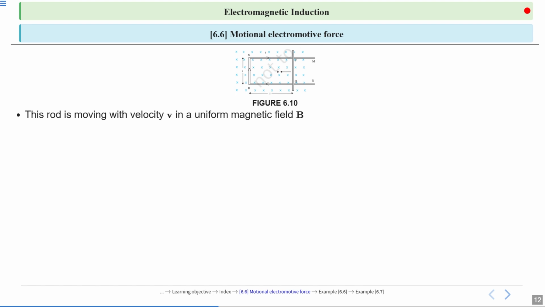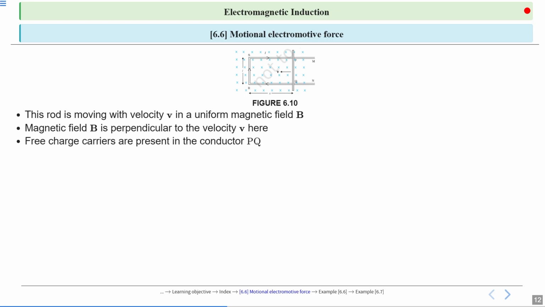The rod is moving with velocity V in a uniform magnetic field B, as we can see in the diagram. Magnetic field B is perpendicular to the velocity V here. Okay, it is clear. Now, free charge carriers are present in the conductor PQ. Since PQ is a conductor, free charge carriers are present.